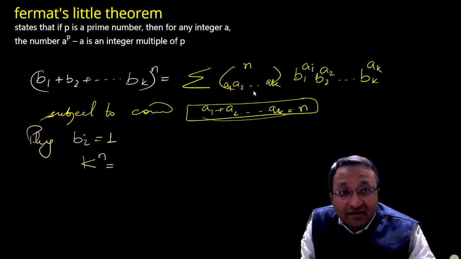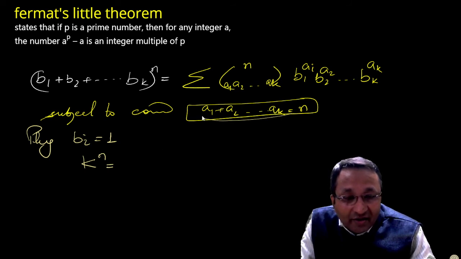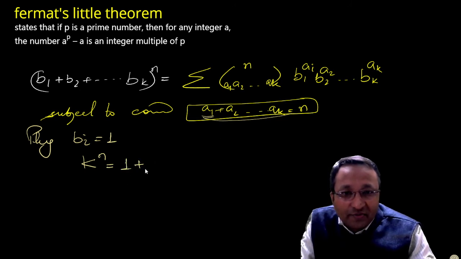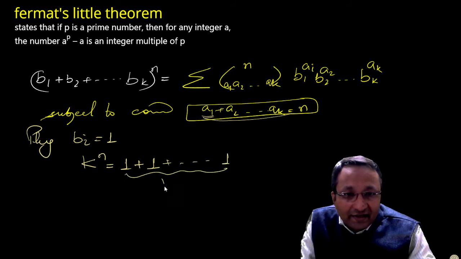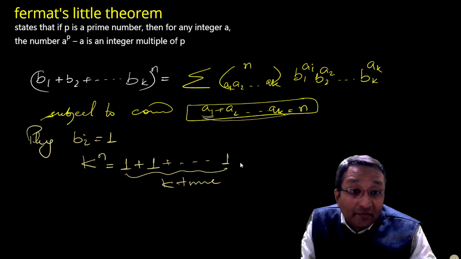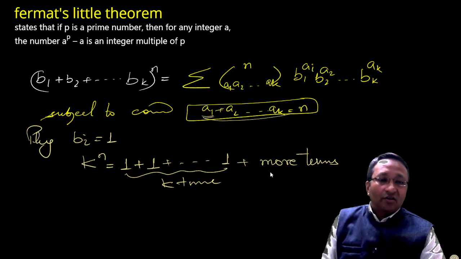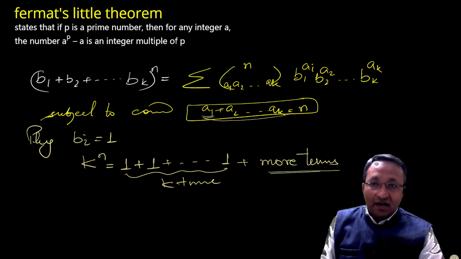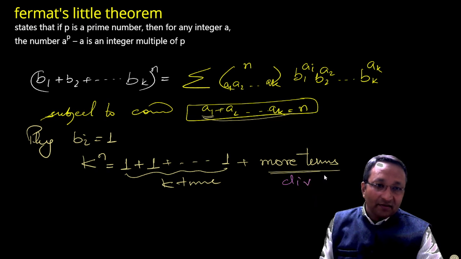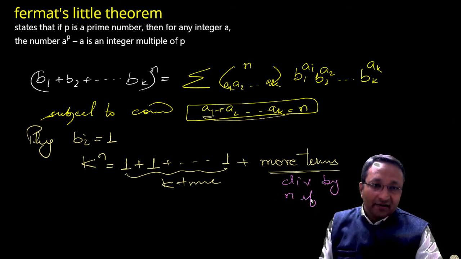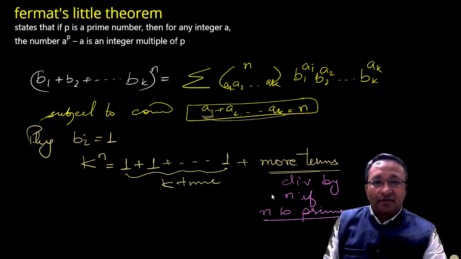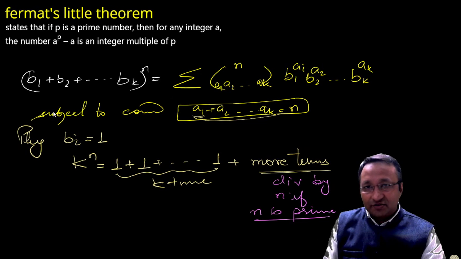How many such terms occur? The answer is, every time there is an ai which is n, this entire value becomes 1. Then a2 becomes n, this entire value becomes 1, and so on up to k times, plus more terms. And when I talk about more terms, I'm very clear that all these other terms are essentially divisible by n if n is prime, by the result that we established or that we took at the initial stage in this proof.